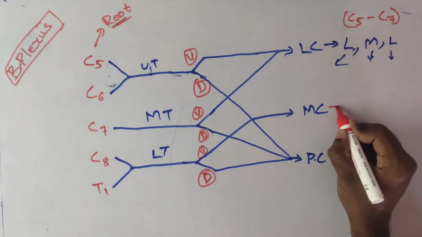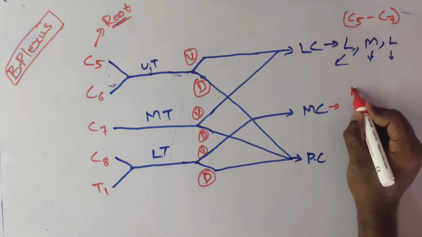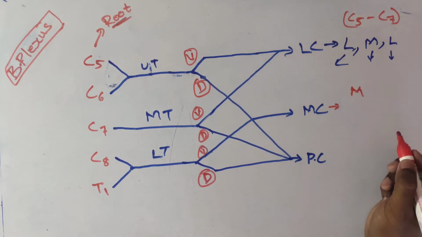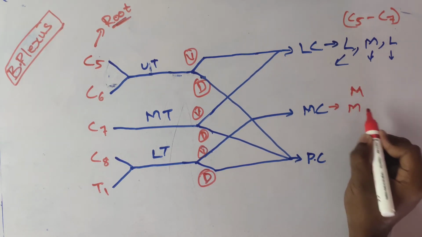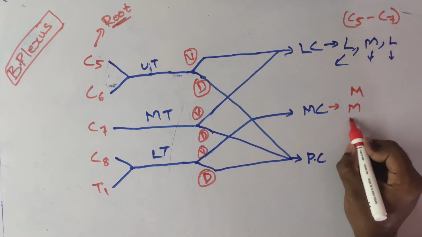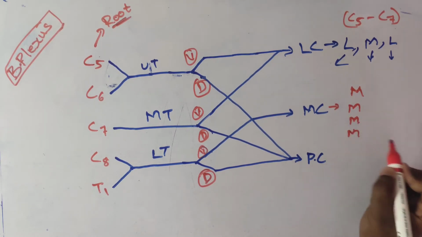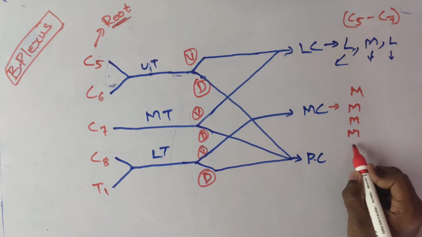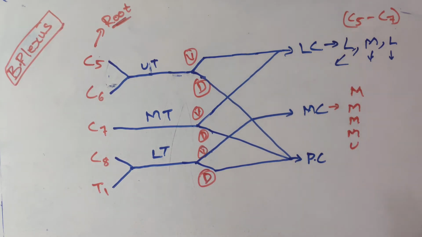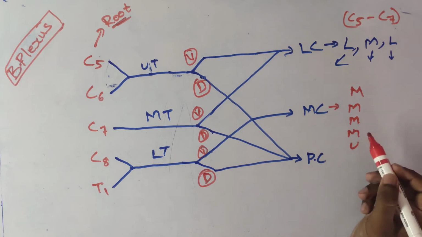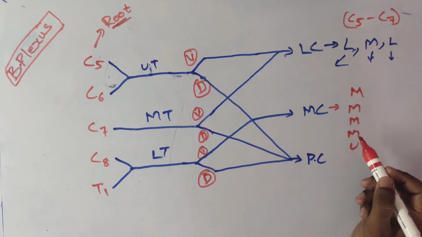Middle trunk supplies to the medial pectoral nerve, medial cutaneous nerve of arm, medial cutaneous nerve of forearm, medial root of median nerve, and ulnar nerve. See, it forms five. This medial cord subdivides into five branches of nerves.